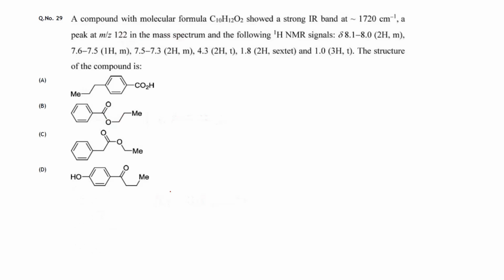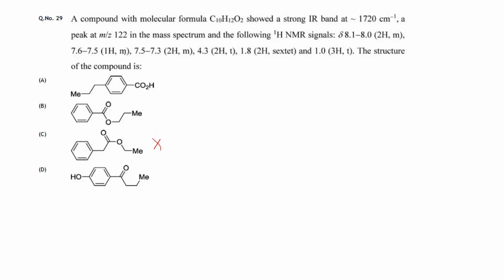So now come to the question. We already neglected option C, right? Now it shows 8.1, 7.6 and 7.5, meaning all are above 7.2. That means there should be an electron withdrawing group present. It is present here, here, and here as well. So that is fine.